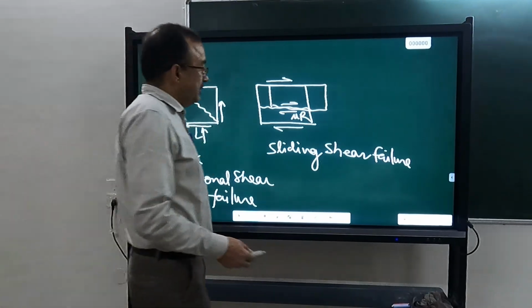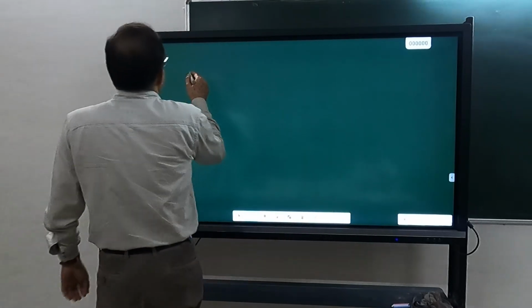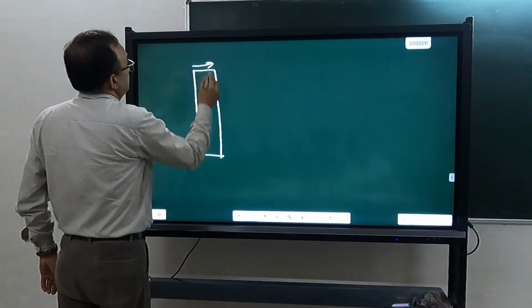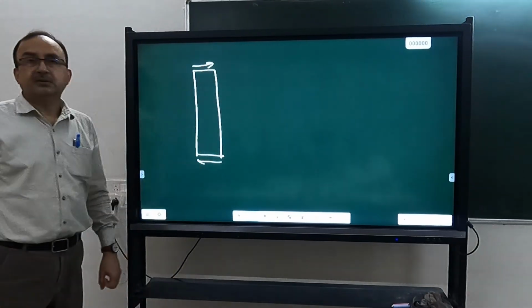On the other hand, if you have a slender pier, what do you expect here?